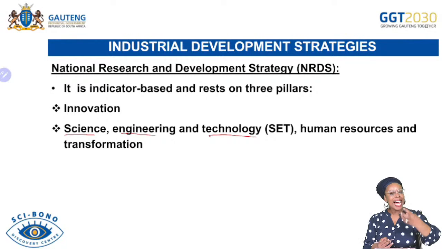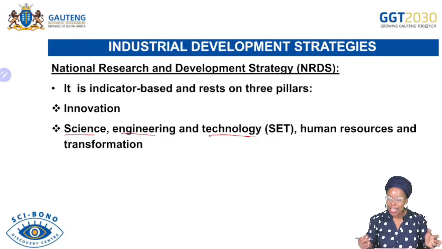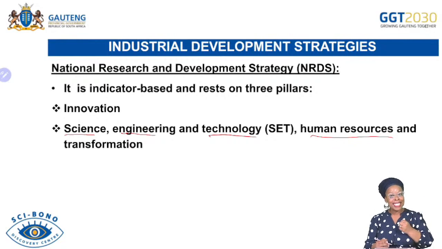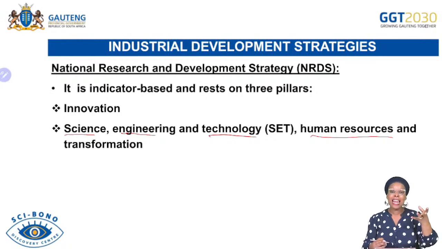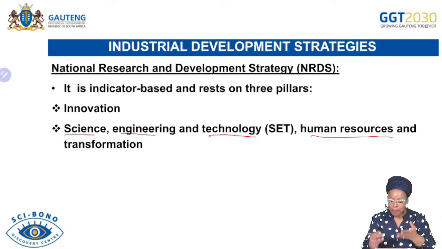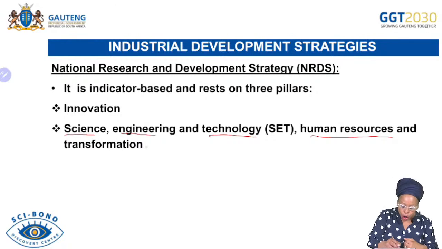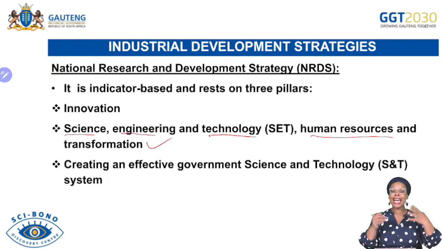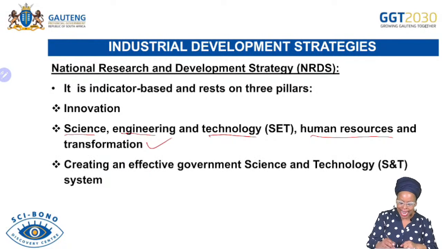But it doesn't make sense if we have innovation, science and technology without human resource. So that is when we will require what? A high number of technicians, IT specialists, engineers, mathematicians. So human resource is also important in the National Research and Development Strategy. And we also want what? Transformation, so that we don't keep on relying on old methods of production. And then lastly, the third pillar is creating an effective government science and technology system.